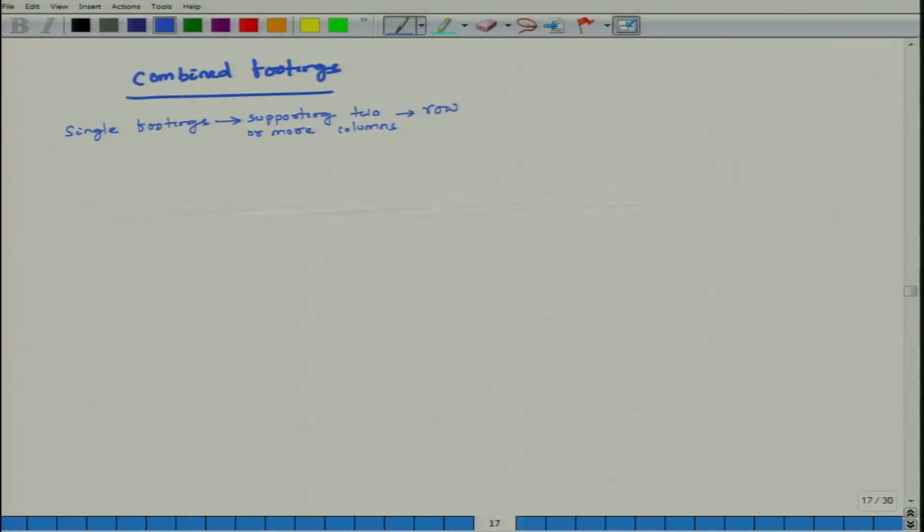So, what checks should you have? You check with your pressure bulb, then space restrictions. Start one by one. First one is your rectangular footing.